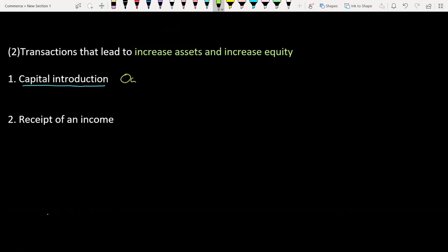Let's say owner invested. We have to put the value now. Rupees 500,000 to the business as capital.